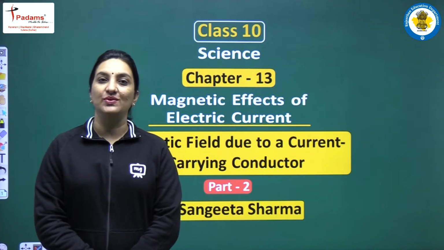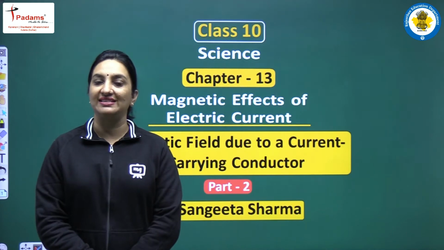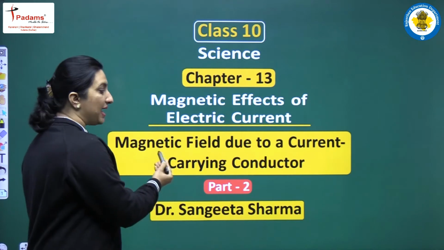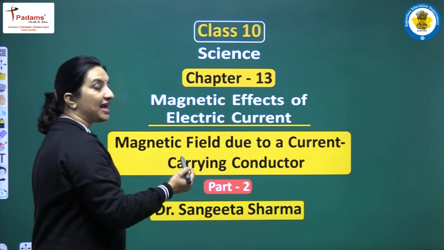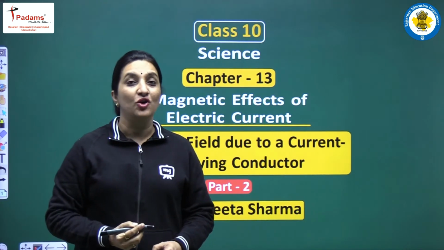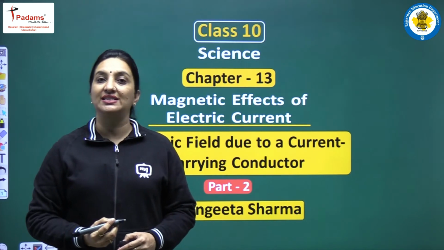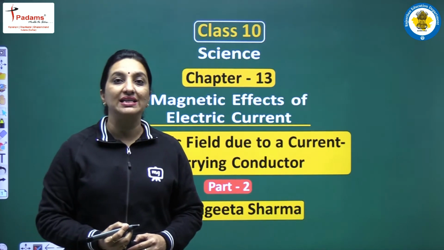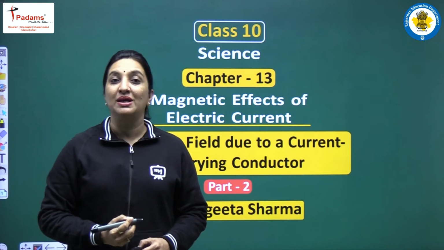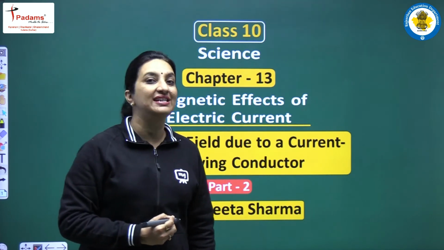Today we will be continuing with chapter 13 of your science book, that is magnetic effects of electric current. And in today's video, that is part 2, we will be studying about magnetic field due to a current carrying conductor. Students, in our previous video we studied that Oersted for the first time observed that a straight current carrying wire produces magnetic field around it. So today students, we will learn about this magnetic field produced around a straight current carrying conductor.